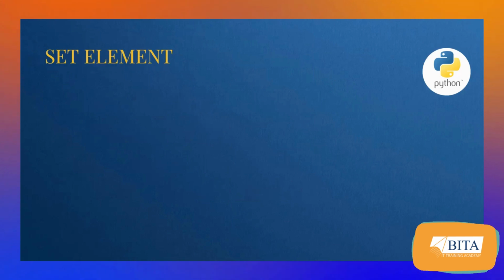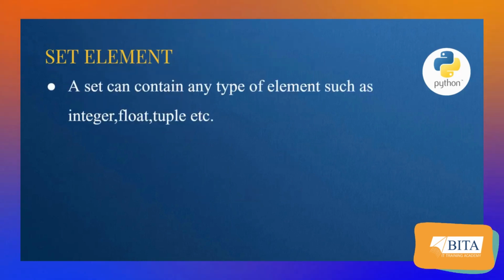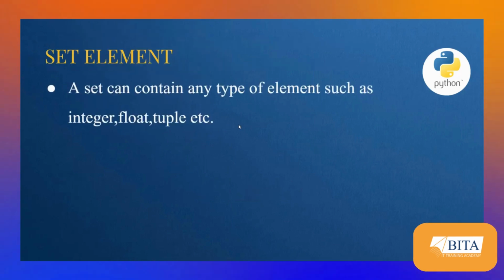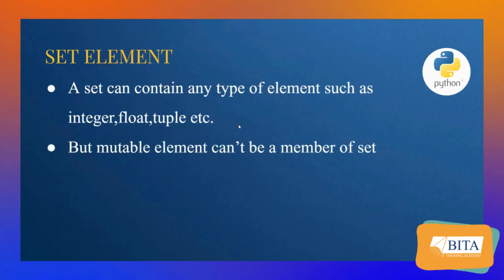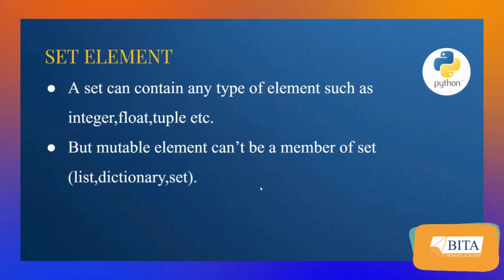Next, what is a set element? A set can contain any type of element, we know that. But a mutable element cannot be a member of a set. We should not store any mutable element as a member of a set. If you try to store any mutable element as a member of a set, it will raise an error. Each and every element of a set should be immutable data. You cannot give any list, dictionary, or set as an element of your set.